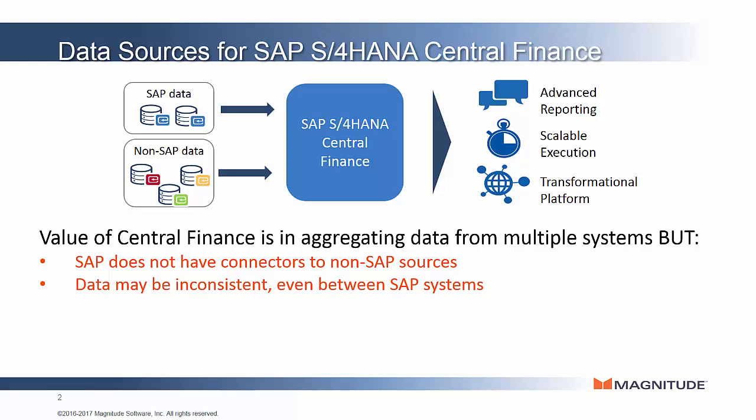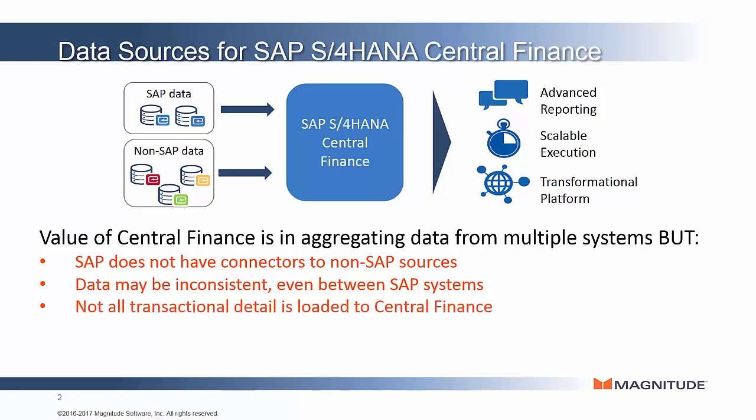Second point, the data across multiple systems, even including SAP systems, may be inconsistent. And here we're specifically talking about master data. If customer, partner, supplier, material or product, or even GL code information has been entered in any way inconsistently across each system, then Central Finance will not be able to properly reconcile and report on it. So that harmonization of information across these multiple systems is a necessary step.